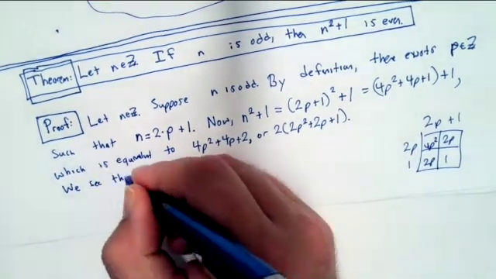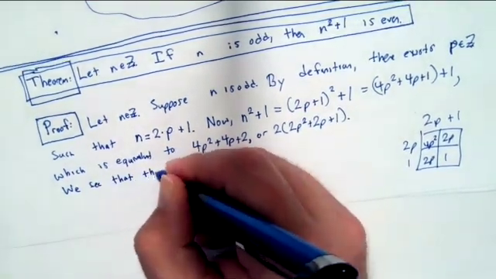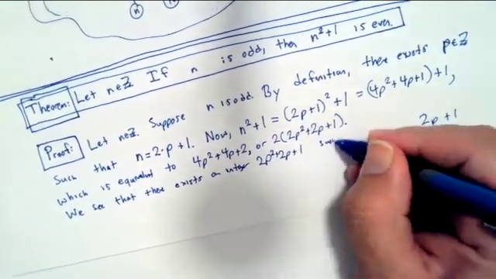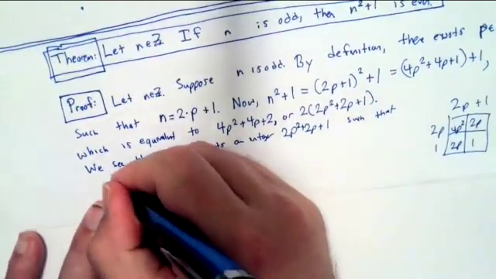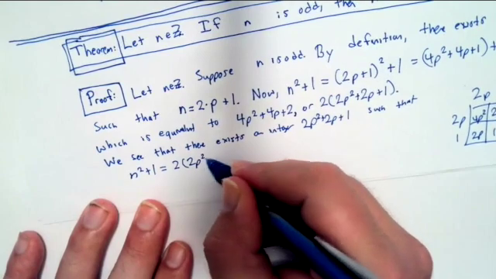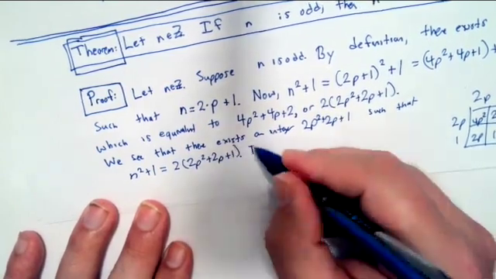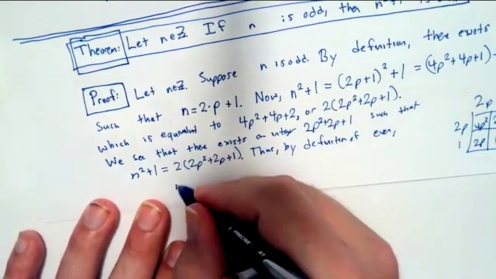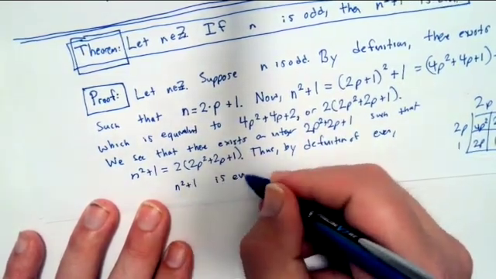We see that there exists an integer, 2p squared plus 2p plus 1, such that n squared plus 1 is equal to 2 times (2p squared plus 2p plus 1). Thus, by definition of even, n squared plus 1 is even.